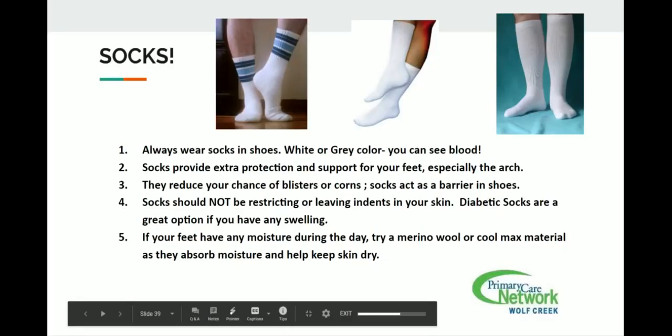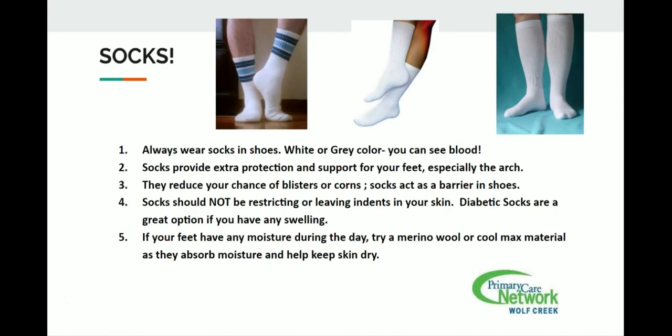Let's talk about socks. Always wear socks in your shoes. White or gray color is best because you can see the blood on your socks. Some people that have diabetes don't feel if they injure their foot, but they can notice the red blood color on their sock when they change their socks. Socks do provide extra protection and support for your feet, especially in the arch.